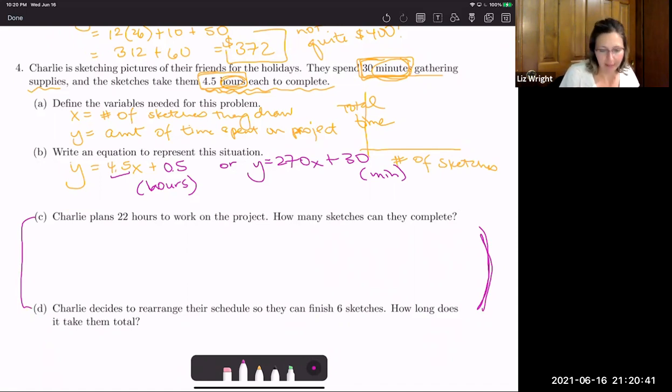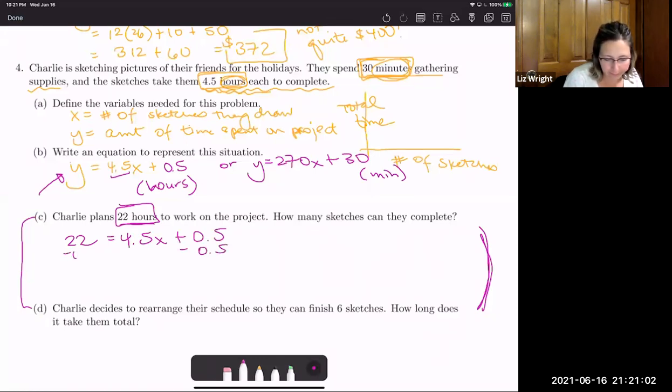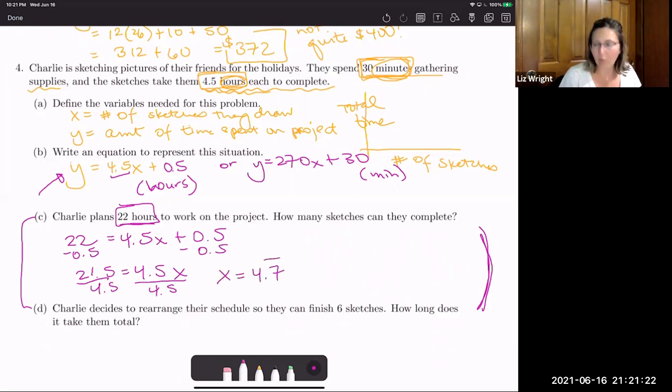How many sketches can they complete? We've got 22 hours over here, and because it's hours, I'm going to use this equation. So it's 22 equals 4.5x plus 0.5. I'm going to subtract the 0.5, and we get 21.5 equals 4.5x. We're going to divide both sides by 4.5. This one I have written down. We end up getting x equals 4.7 with that 7 repeating.